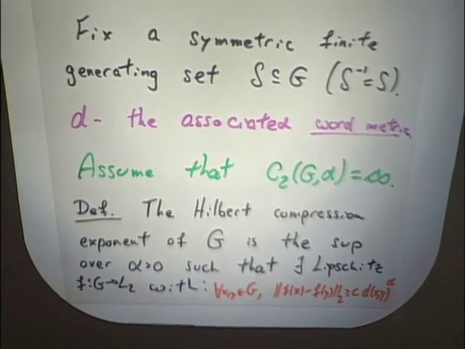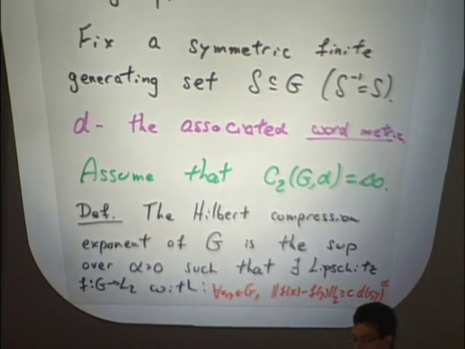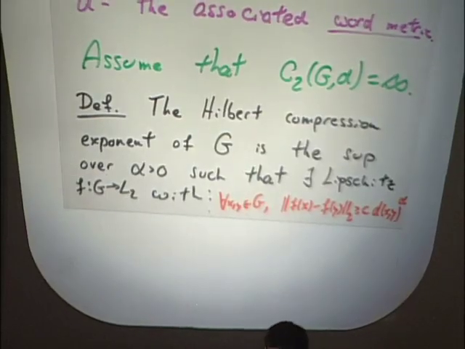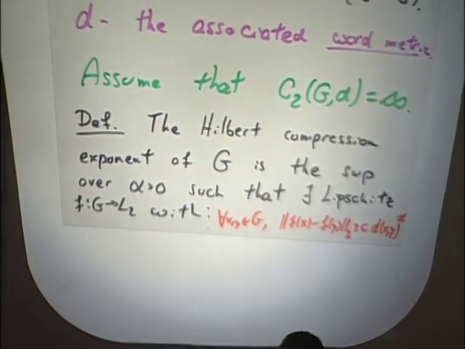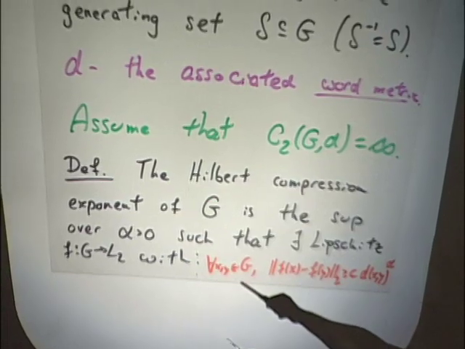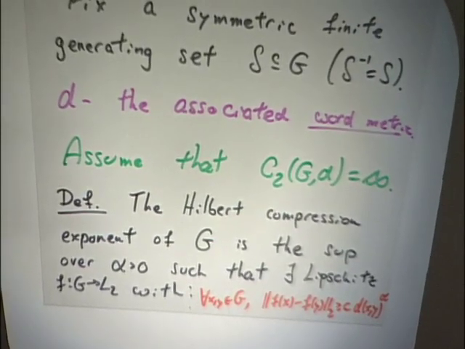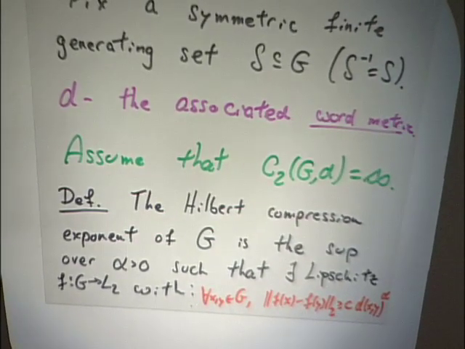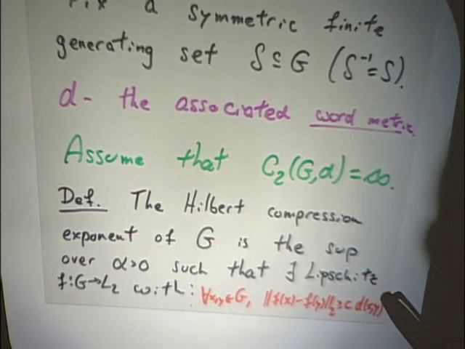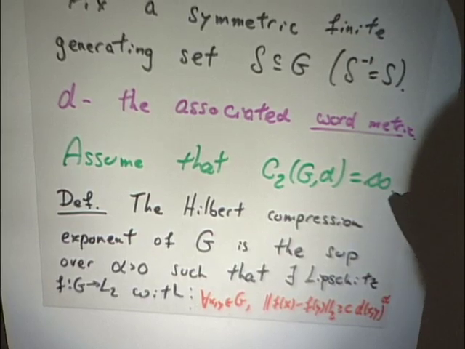What is this number? I'm looking at the supremum over all numbers alpha bigger than 0, such that you can find a Lipschitz function, a function f from the group into L2, which is Lipschitz in the word metric. The minute it's Lipschitz, if there was no power alpha here, then this lower bound would be by Lipschitz, and we're assuming this is not the case.